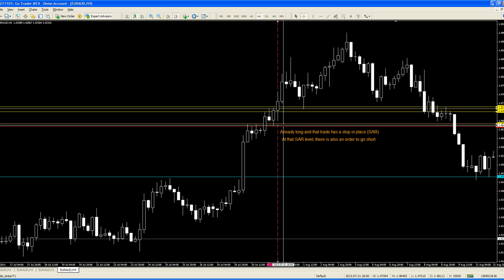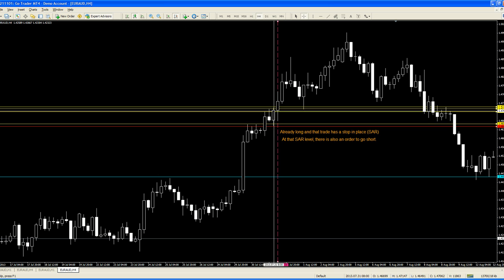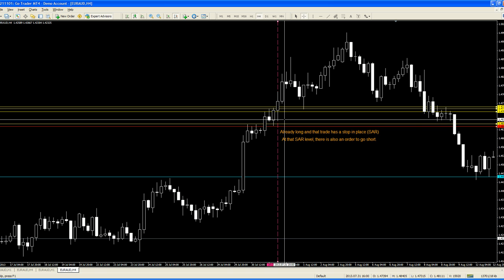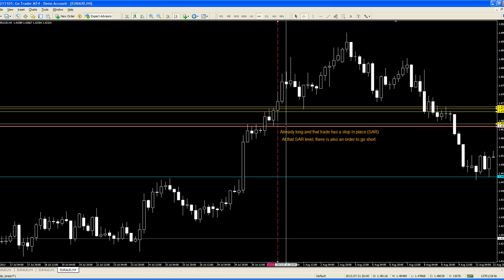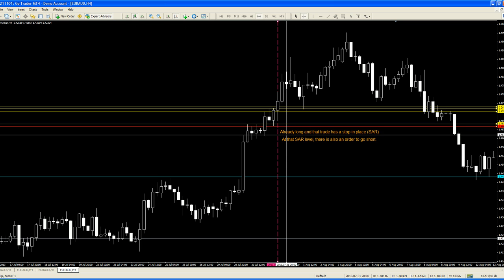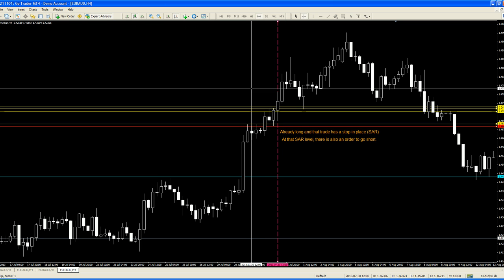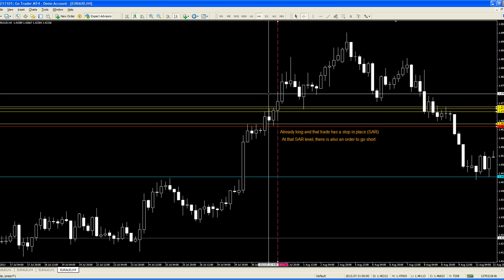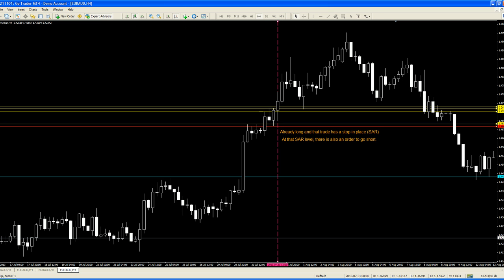So there is an order to sell at that same point. So we're long. If price turns and comes down, we're stopped out of the long trade, and a short trade is activated. Now, if I'm at the computer and, for example, I could see which candle was my highest, immediately I could set a stop and reverse at that highest candle.